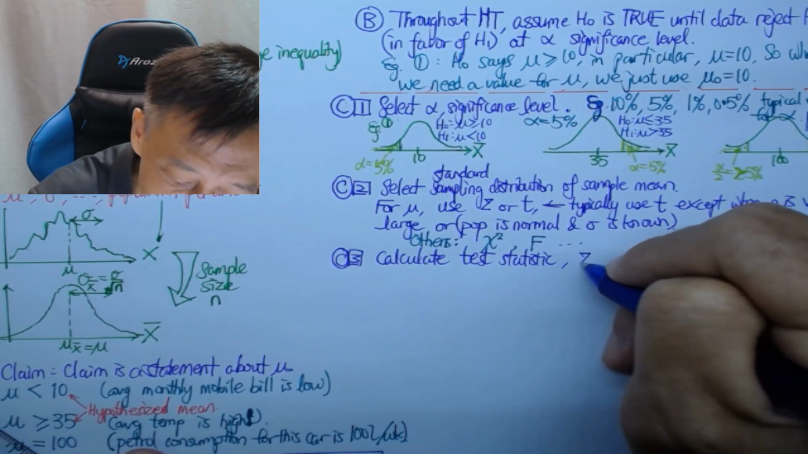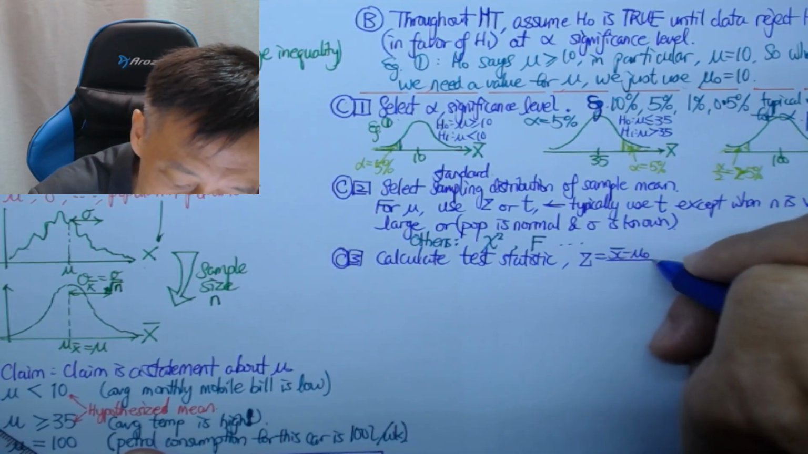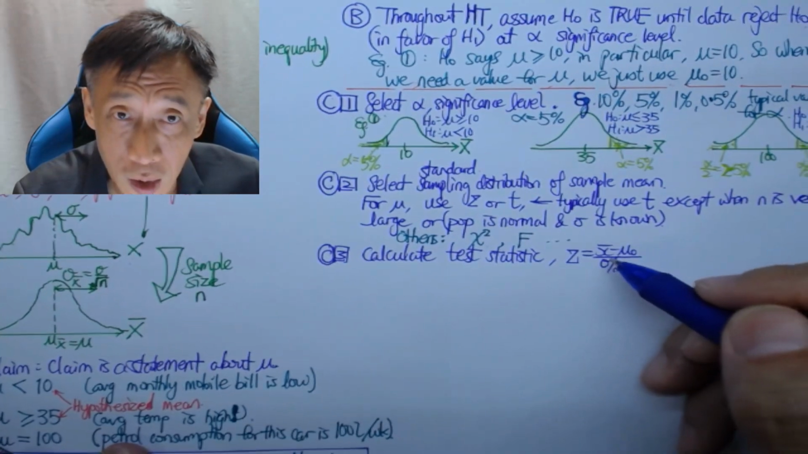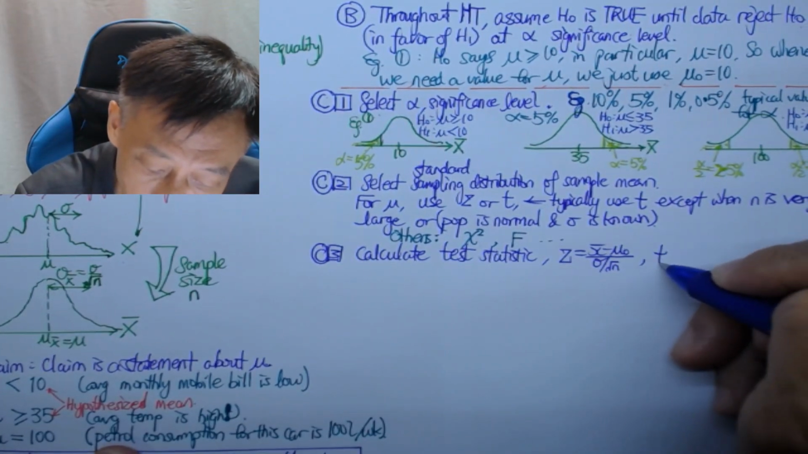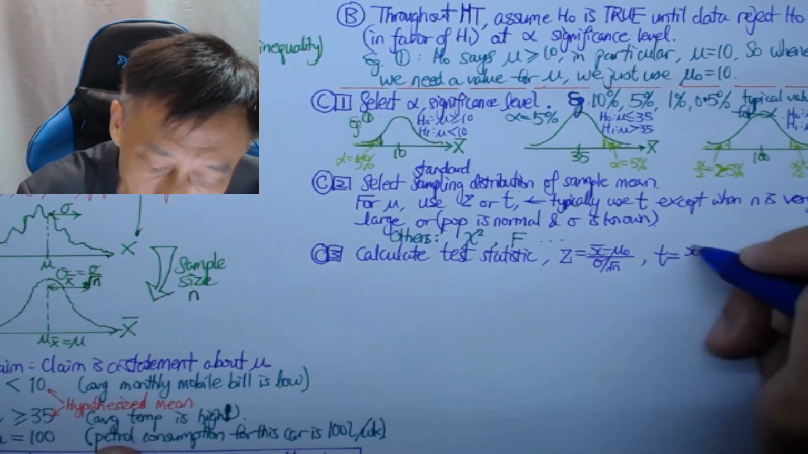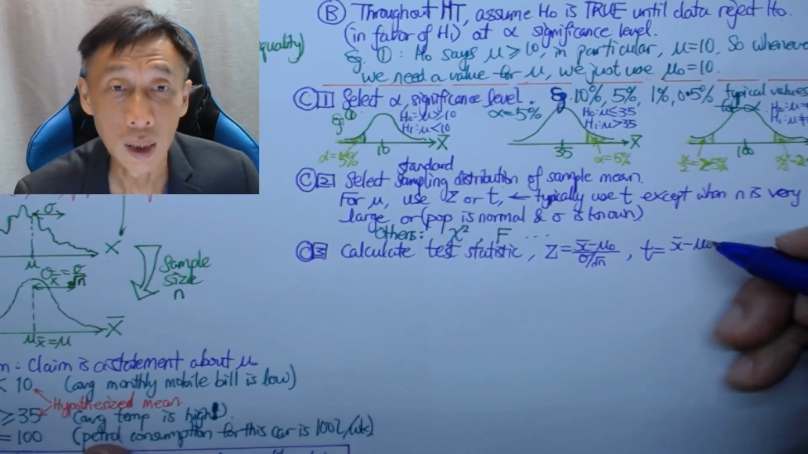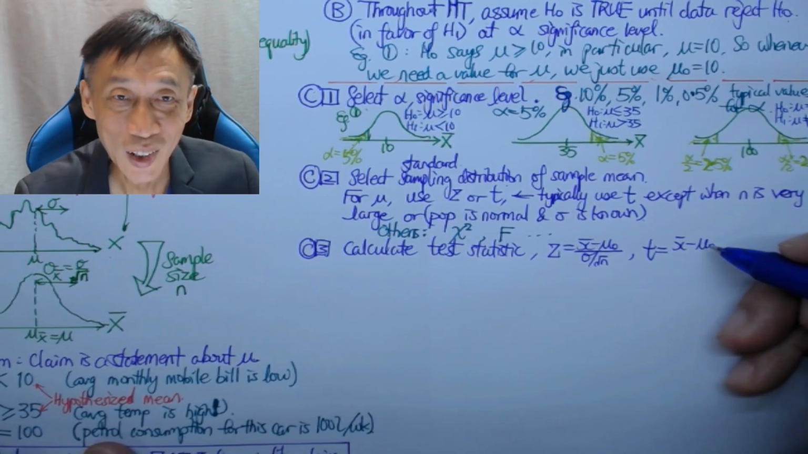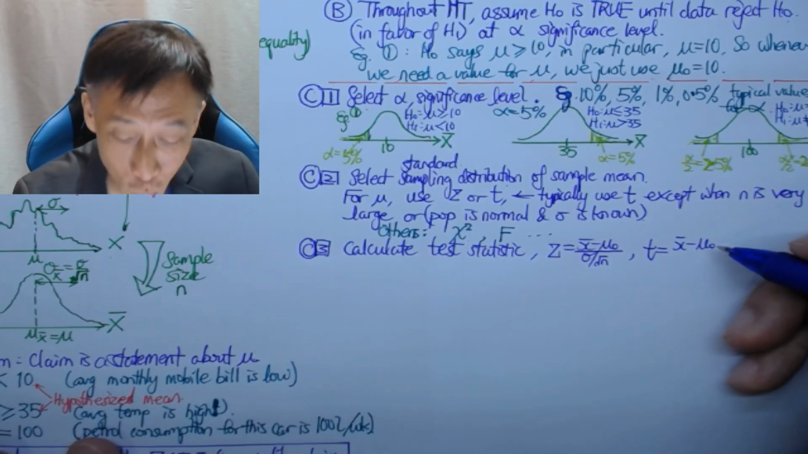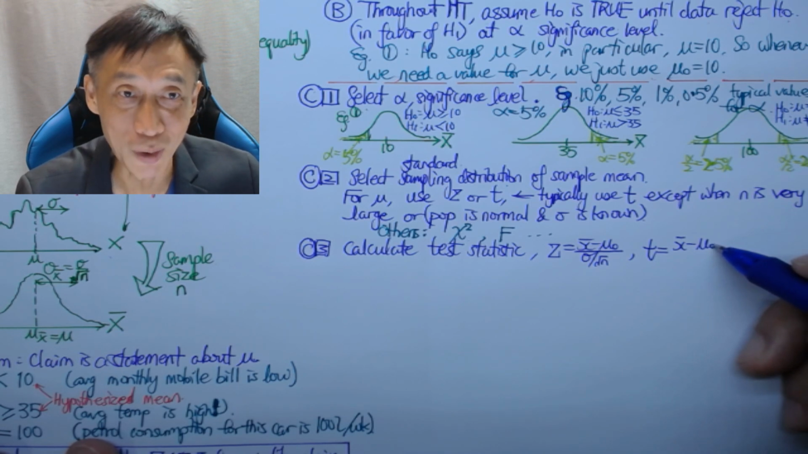So it is either Z equals x bar minus mu naught over sigma over square root n, but you will have to know sigma, and typically we don't, right? Or you use t. If you use t here, then it will be x bar minus our hypothesized mean. Why? Because our H naught is assumed to be true, so our mu is equal to mu naught. That's what I was trying to hint at, right?